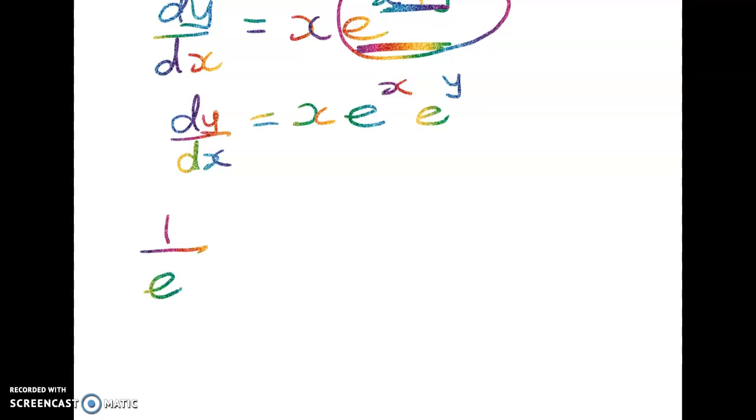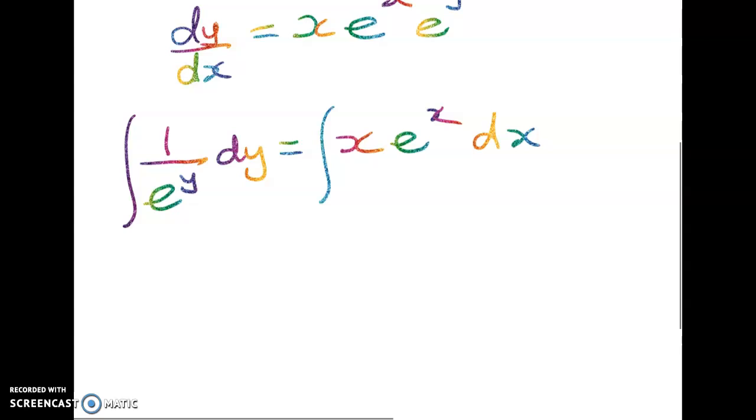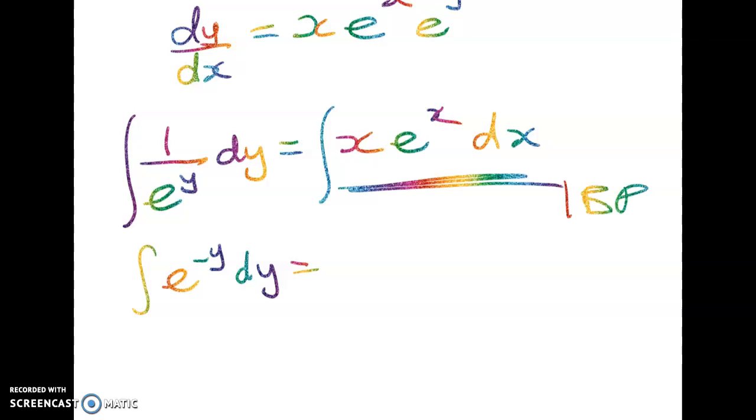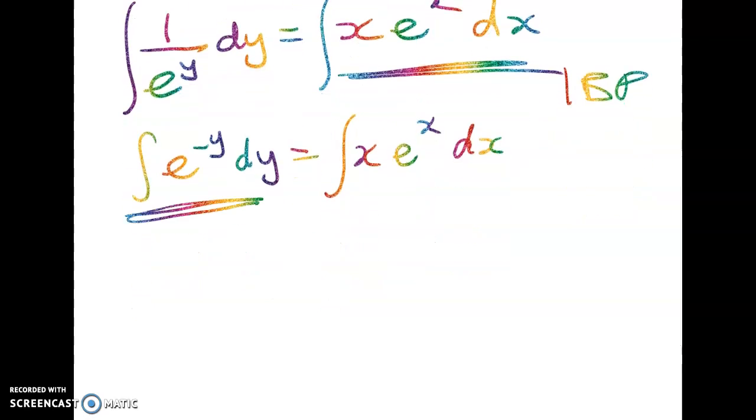So we're going to have 1 over e to the y dy is equal to x e to the x dx, and we're going to integrate each side of that. So here, this is e to the negative y dy, and here we're going to do integration by parts. So let's just write that out again. On the left-hand side, this will anti-differentiate to give me negative e to the negative y. And we're going to keep the constant of integration over here on this side.